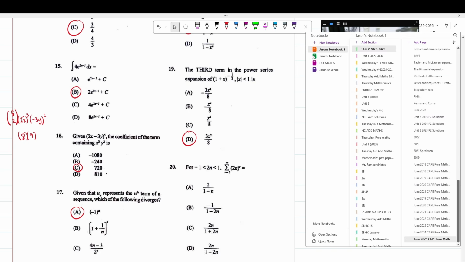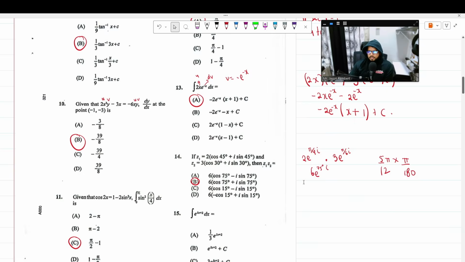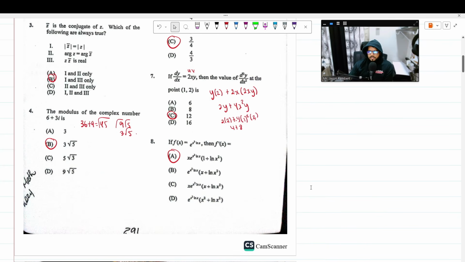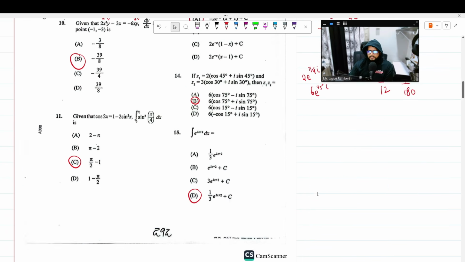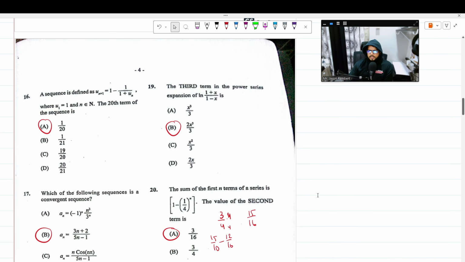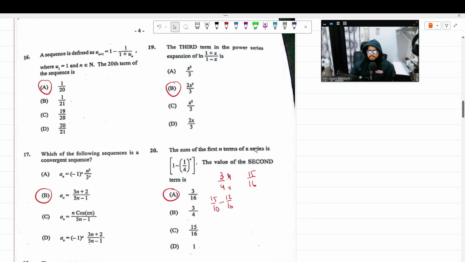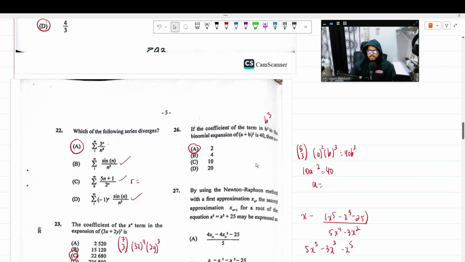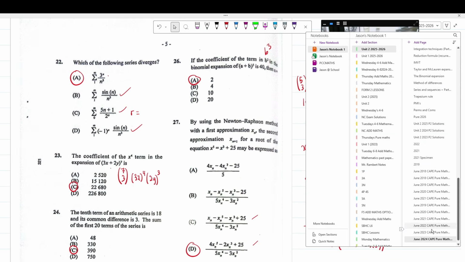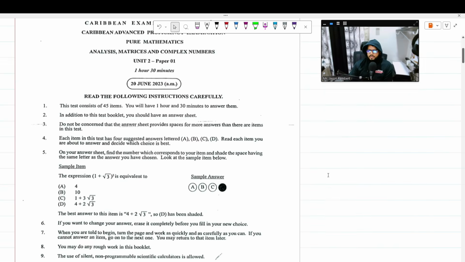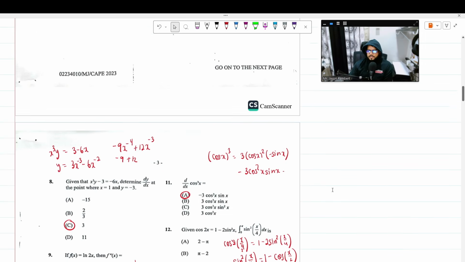Was it 3x squared or minus 3x squared? Let's double check and see. I don't think that came from 20... This one here. I think it was the year before this. So let's take one quick look and see if we find it.